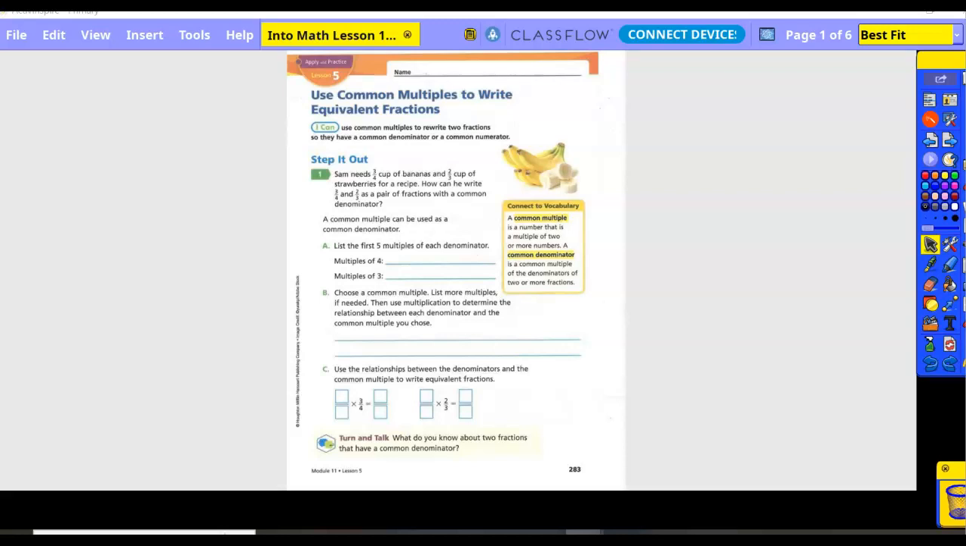Fourth grade math lesson 11.5. Use common multiples to write equivalent fractions. I can use common multiples to rewrite two fractions so they have a common denominator or a common numerator. Step it out. Number 1.